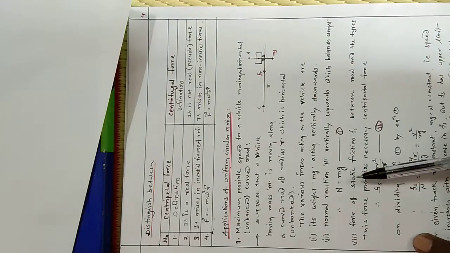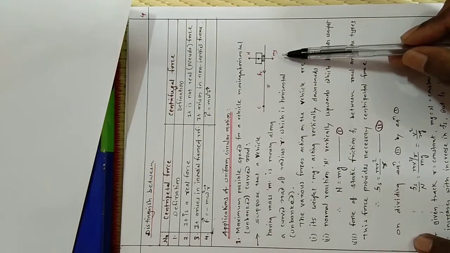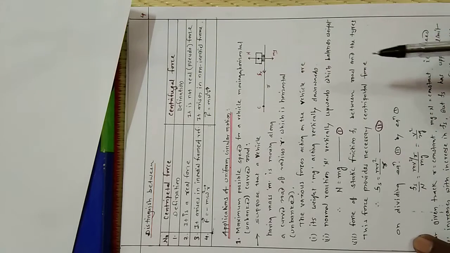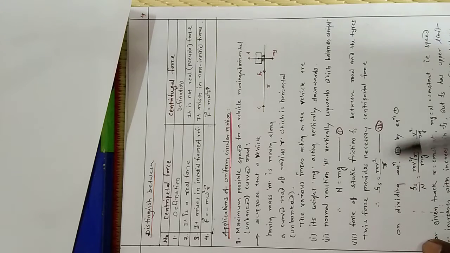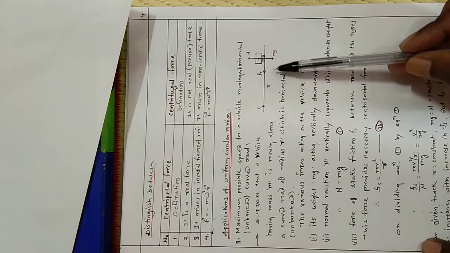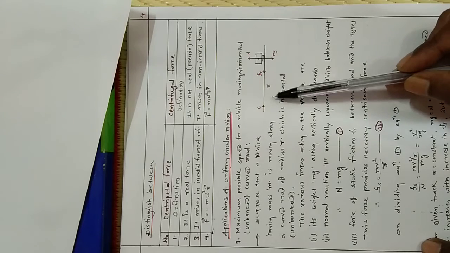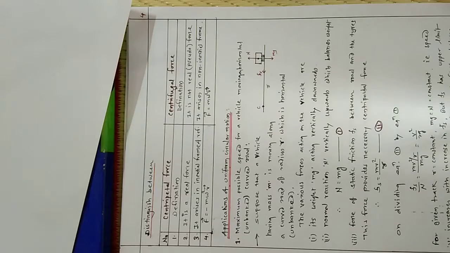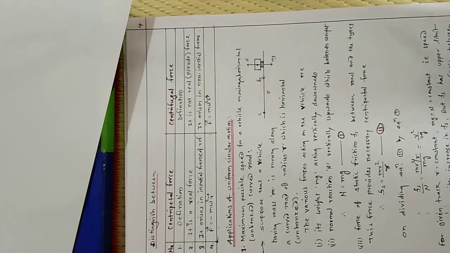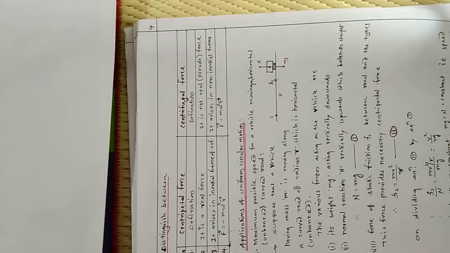The various forces acting on the vehicle are its weight mg acting vertically downward and the normal reaction which balances the weight. That is our equation number 1, N is equal to mg. Equation number 2: the frictional force Fs will provide the necessary centripetal force. If we solve this, our equation for the maximum safe speed becomes Vmax is equal to under root mu s r g. All this part is already studied. In this equation, mu s is the coefficient of static friction. This is the first application of uniform circular motion.